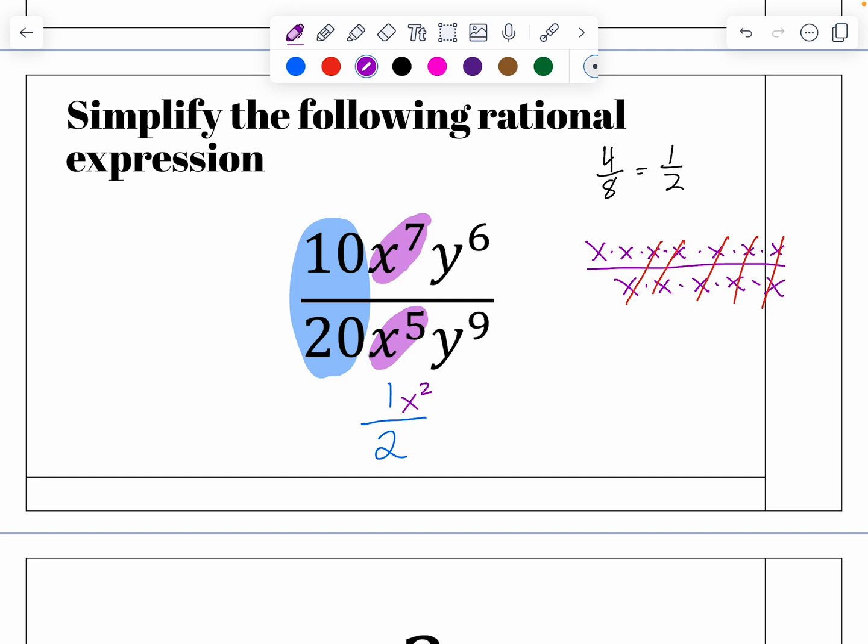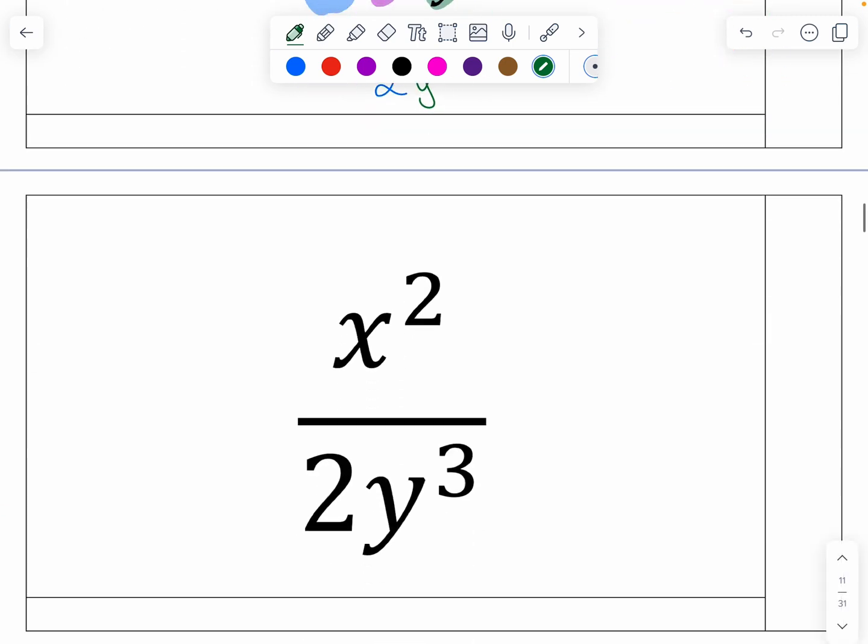Same kind of thing with the y's, but I notice that I have more y's on the bottom than I do on the top. So when I have my final answer, my y will end up in the bottom, and I will have 3 left. So that's all we're doing when we're simplifying. We're getting down to simplest form. We're figuring out what we can cancel out, what can go away and what can stay. All right, that's that.